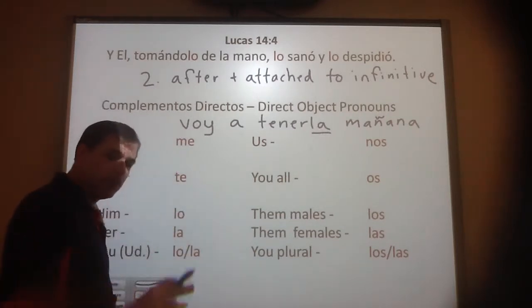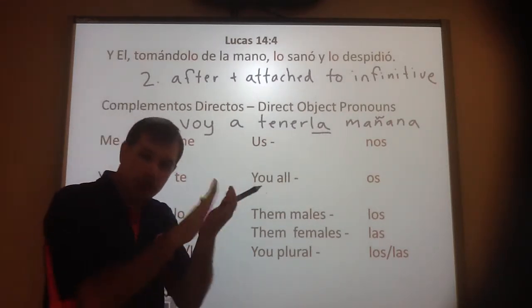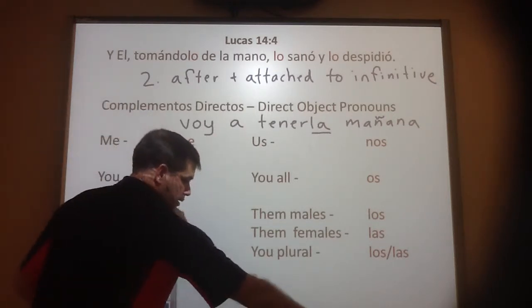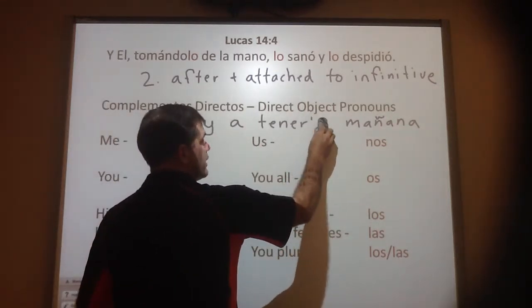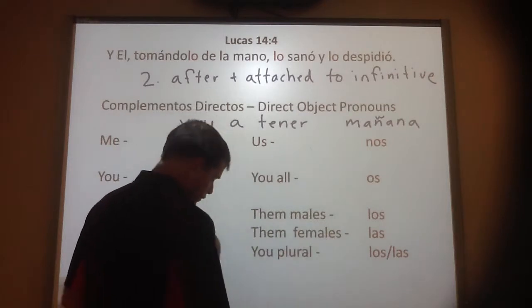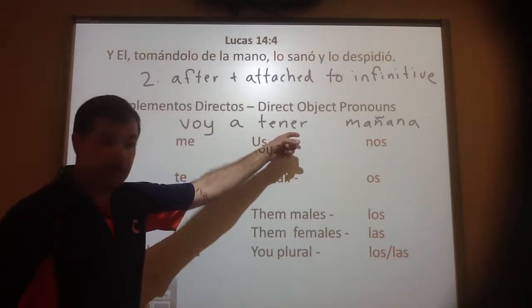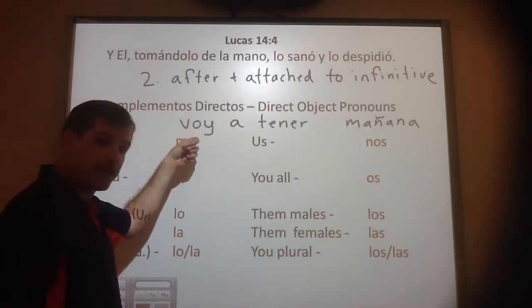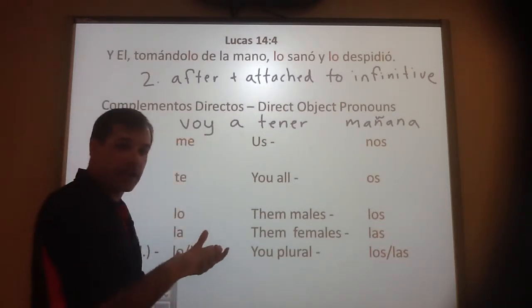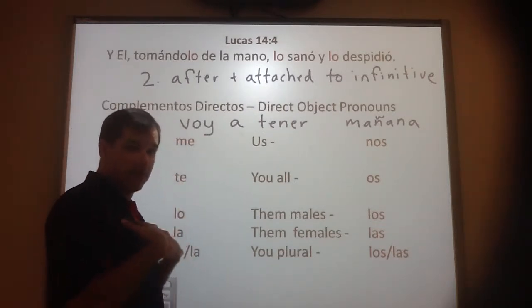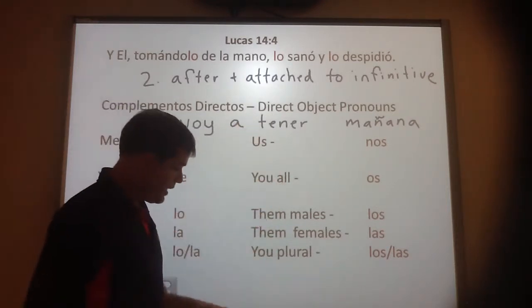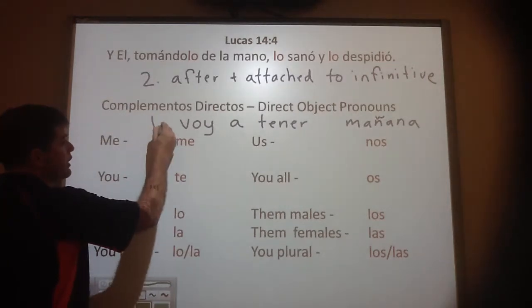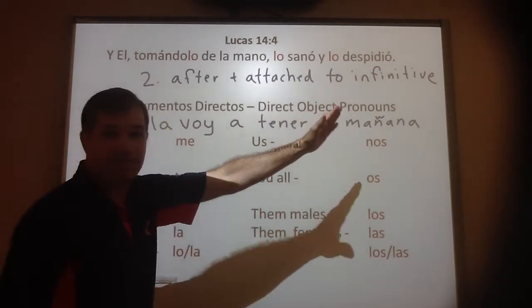Okay? Now, you might be asking, and if you are, I applaud you. You're really thinking here. Notice in this sentence, voy a tener mañana, that I have 2 verbs, right? This one is in the infinitive, it ends in ER. But I have another verb that is conjugated. Voy, it has changed. That comes from the verb ir. It means I'm going, right? I'm going to have. But because it's conjugated, I can put my pronoun there in front of it as well and have the same sentence.